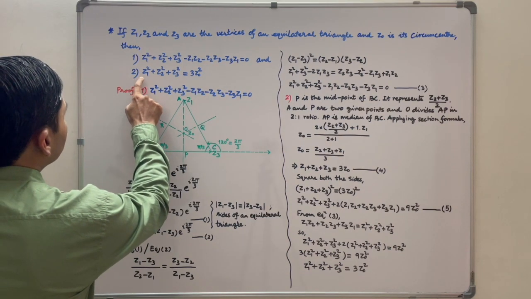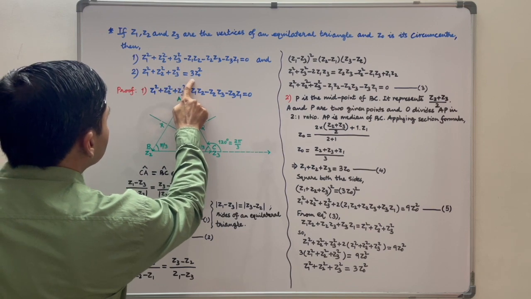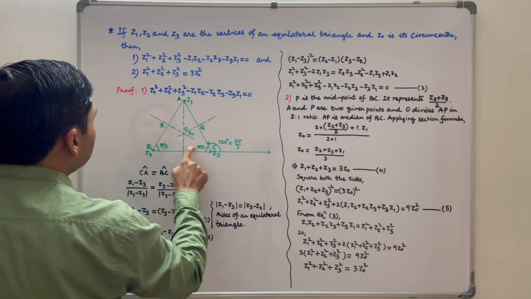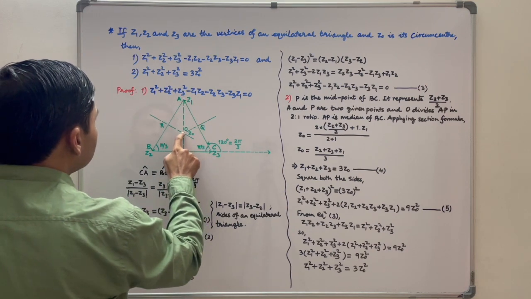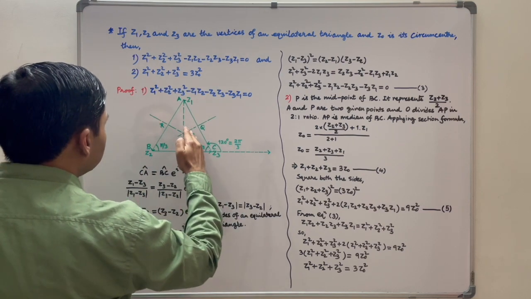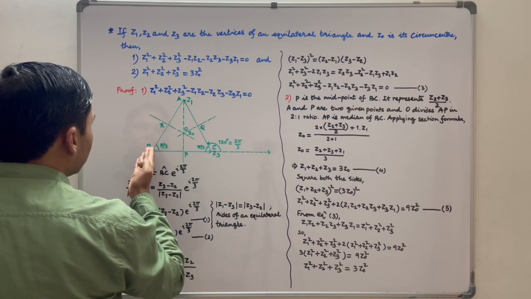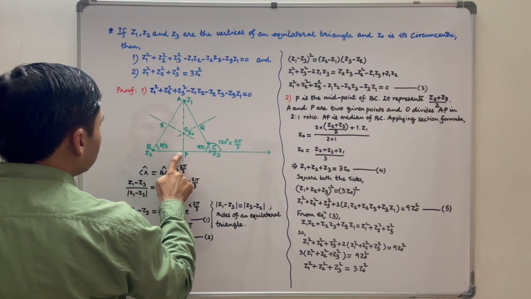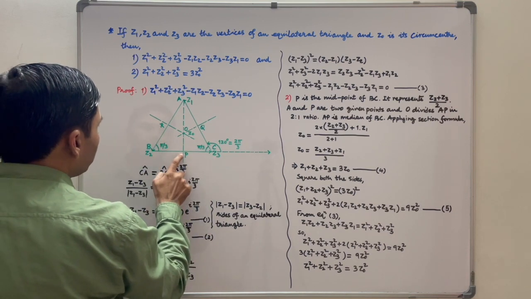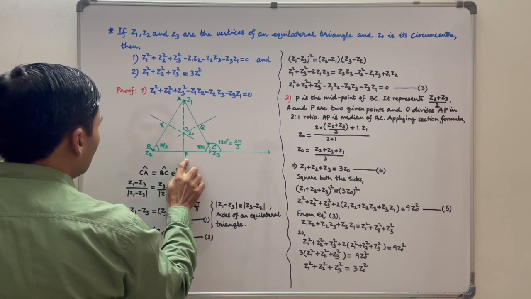Second one, we have to prove that Z1 square plus Z2 square plus Z3 square is equal to 3Z0 square, where Z0 is circumcenter of this equilateral triangle. Circumcenter is the point of intersection of perpendicular bisectors of the sides. They pass through opposite vertices in case of equilateral triangle. Let us say perpendicular bisectors meet the sides at P, Q and R. P is the midpoint of BC. It is represented by Z2 plus Z3 upon 2.